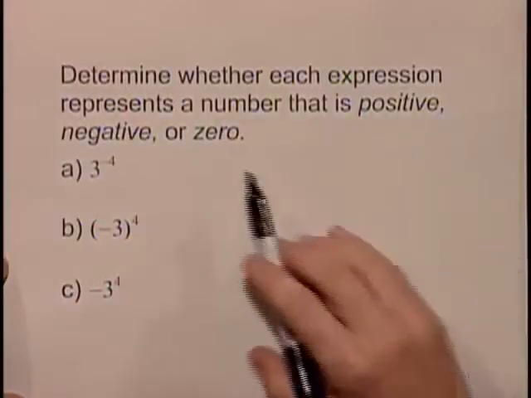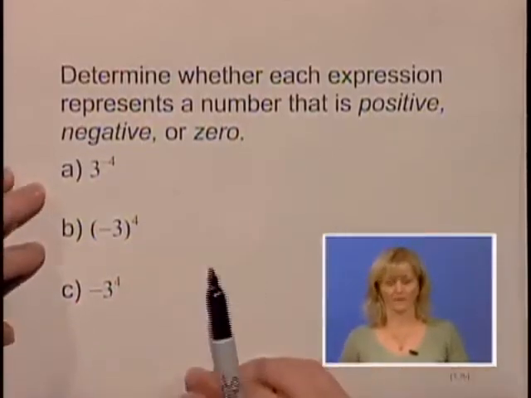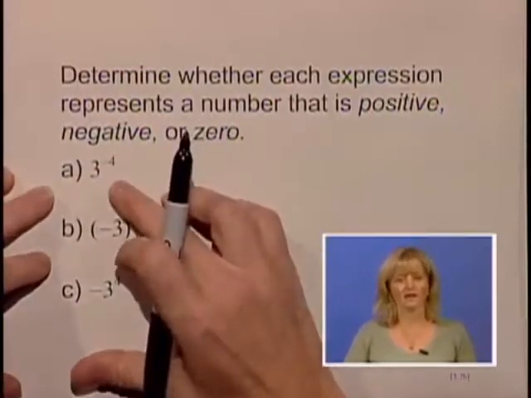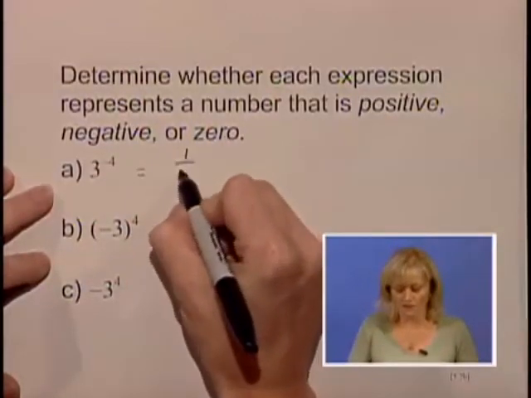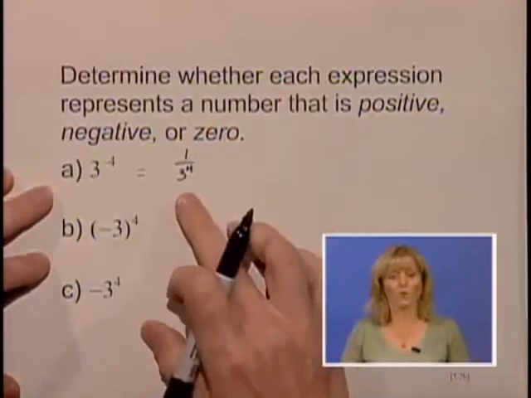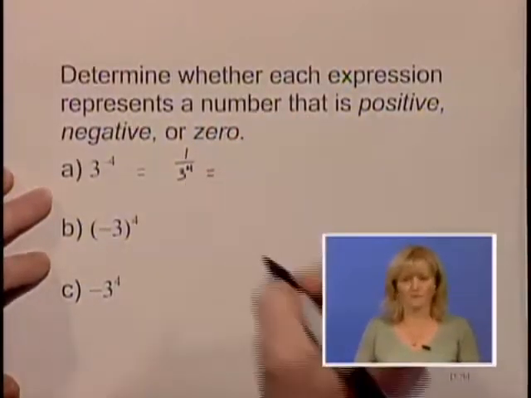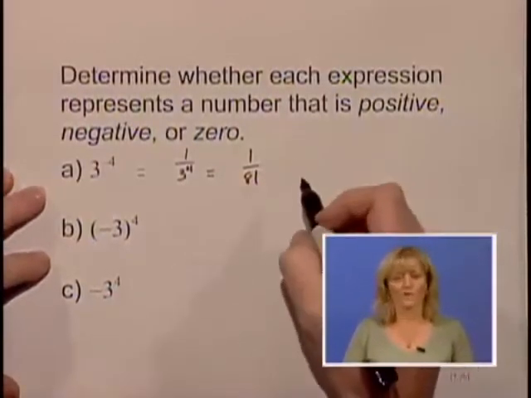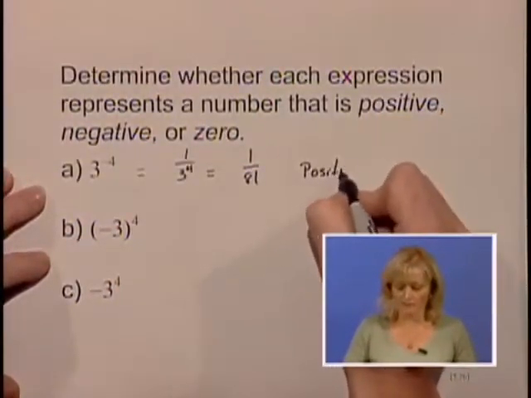Let's determine whether each expression represents a number that is positive, negative, or 0. We have several to do, so we'll start with part A, 3 to the negative 4. Notice we have a negative exponent. By definition, that negative exponent transforms our problem into 1 over 3 to the positive 4. Simplifying that a little further, we have 1 over 81. 1 over 81, although it's a fraction, it is a positive number.